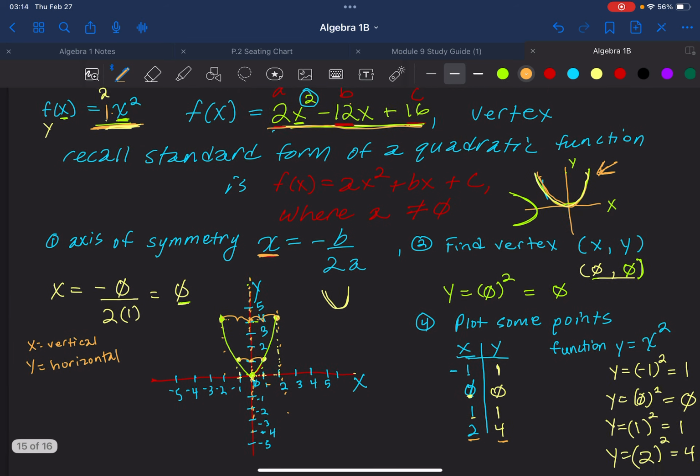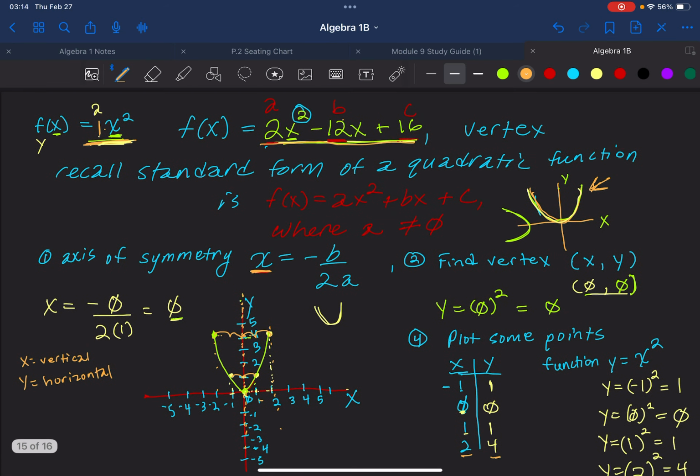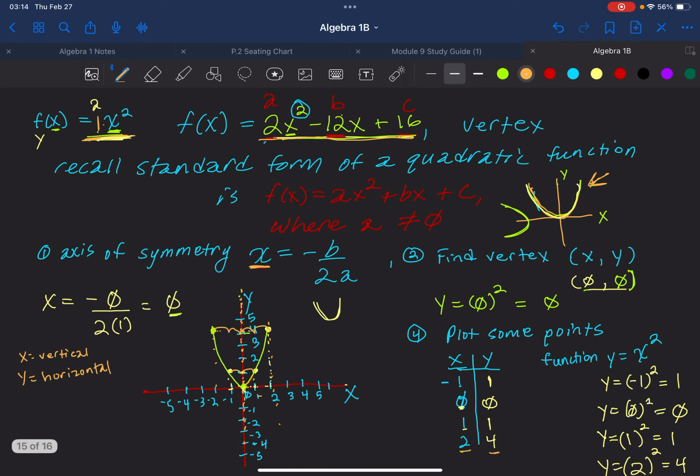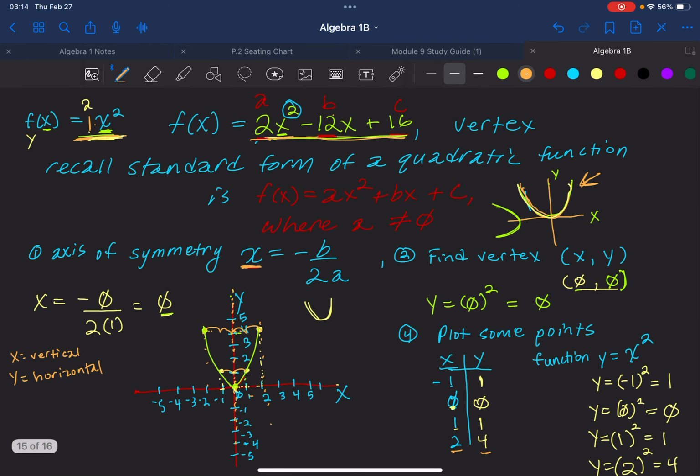Okay, now using that, we're going to graph this function. I'm going to put this in another video. I'm going to graph this function right here. All right, so that'll be part 2.